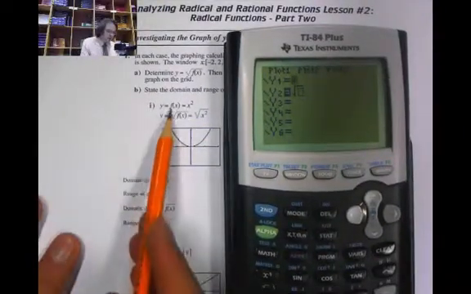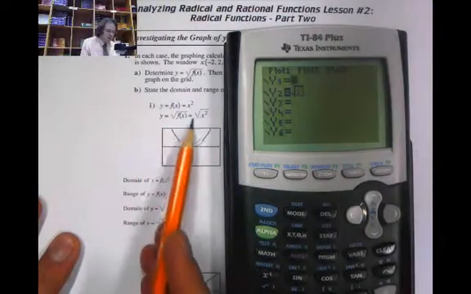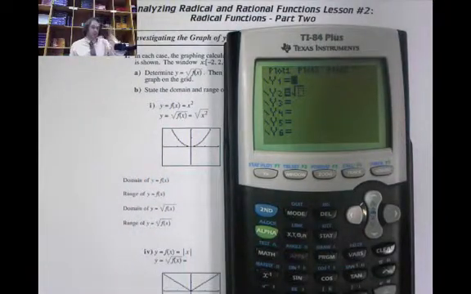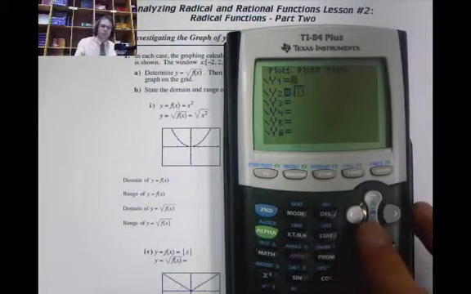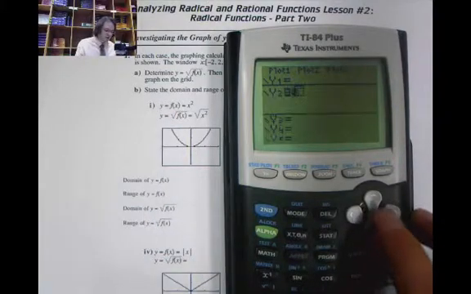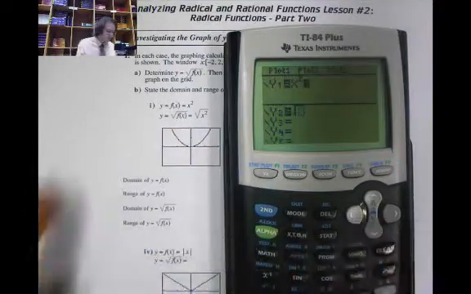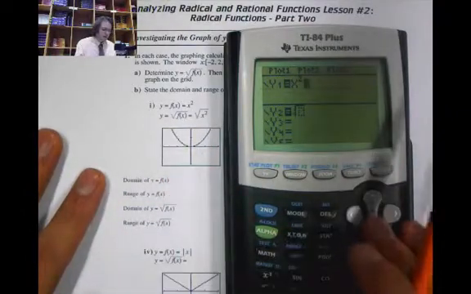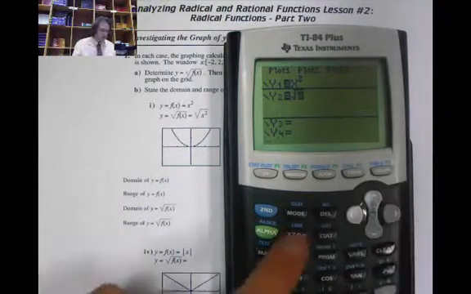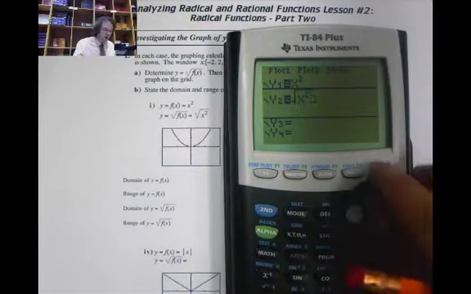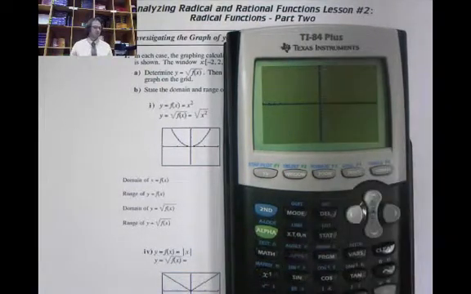So we have y is equal to f of x, and it wants us to solve this and graph it. So let's see what it looks like. f of x is x squared, so I'm going to put that in. Then we want to square root f of x, so we square root x squared, and we're going to graph it. So I take a look, there's my graph.